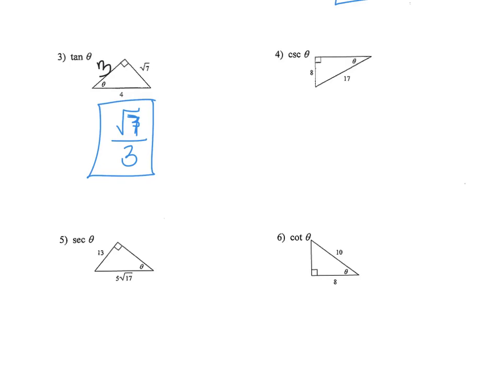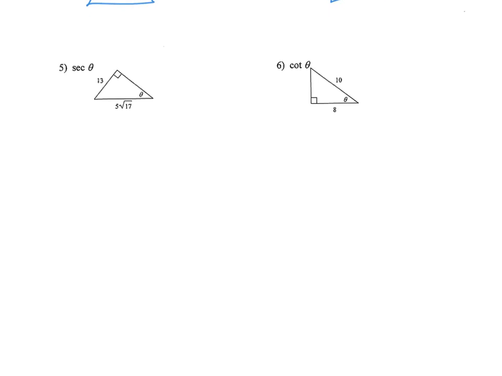On number 4, cosecant. Look back in your notes if you need to. Cosecant is defined as the reciprocal of sine. Sine is opposite over hypotenuse, so cosecant is hypotenuse over opposite. We have both of those measures this time, so I can just write hypotenuse over opposite. It doesn't simplify, and there's my answer.